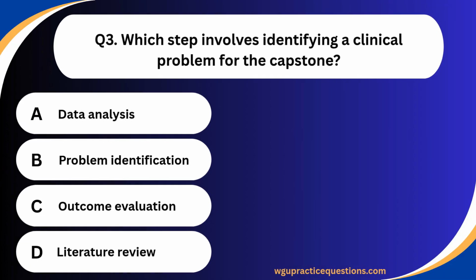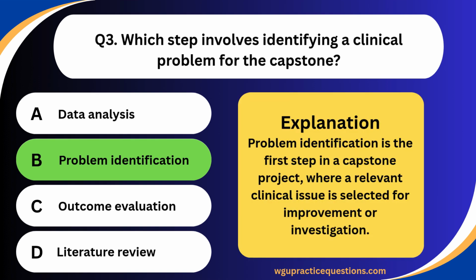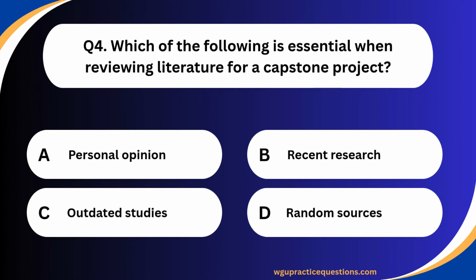The correct answer is B. Problem identification. Explanation. Problem identification is the first step in a capstone project, where a relevant clinical issue is selected for improvement or investigation. Question 4.